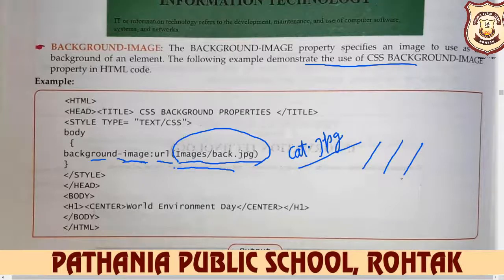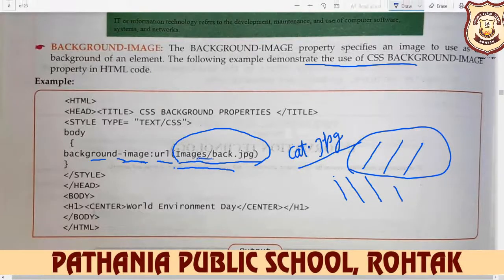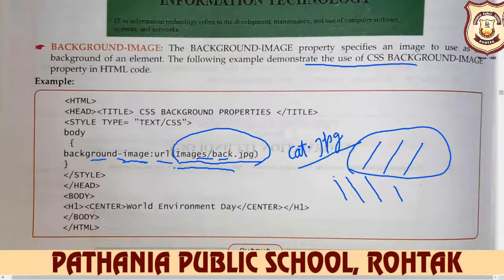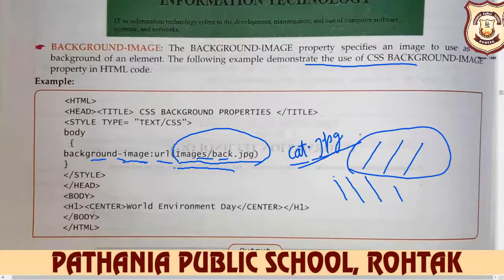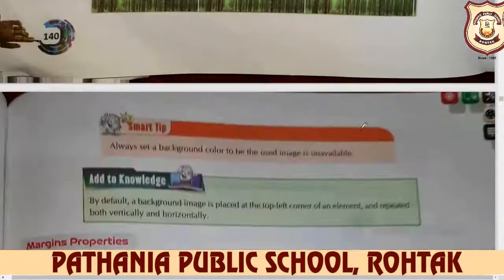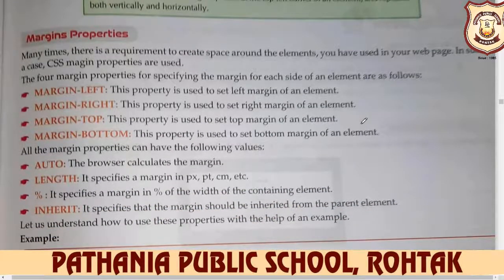When we use the image as a background in HTML, then we use the backslash. But when we use CSS, then you write the location with a forward slash like this: images, and then forward slash back.jpg. Otherwise, you save your image in the same folder and just write the name of the file and the extension name. How do we do it? We do it practically, but first we discuss the margin property.